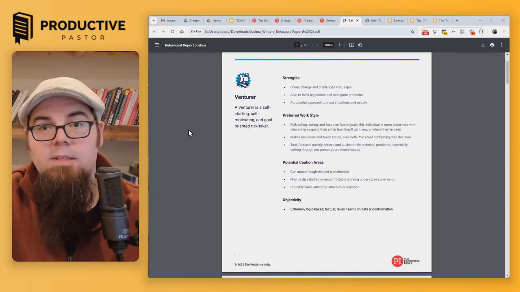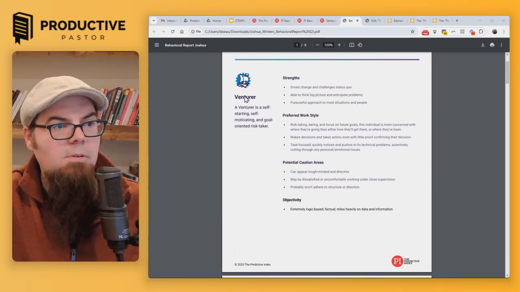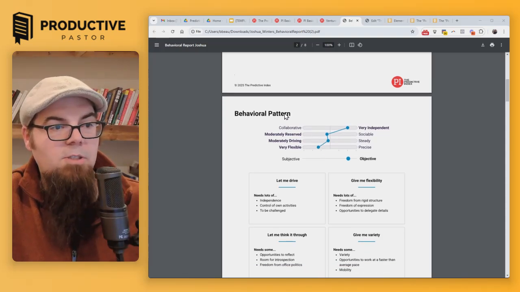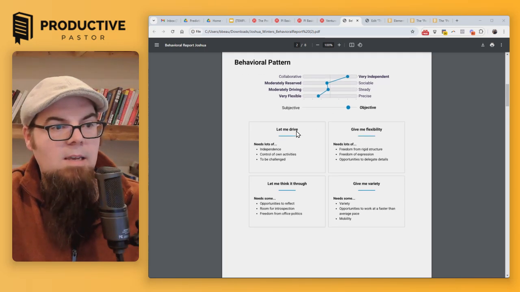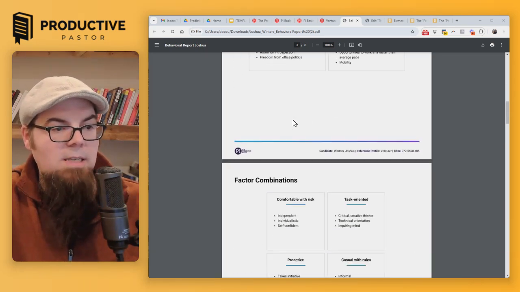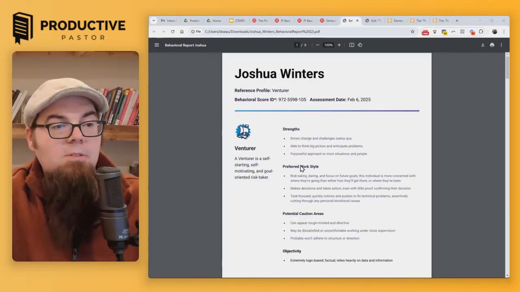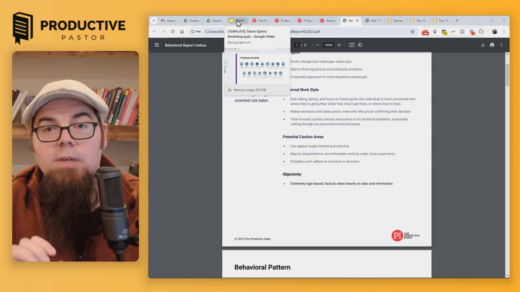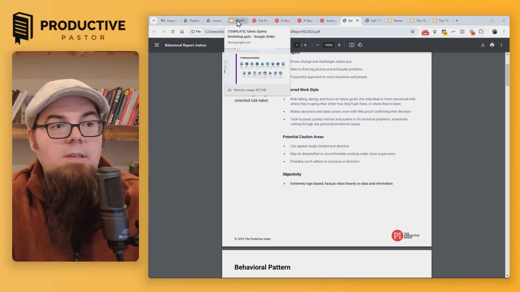Okay, so you just took Predictive Index, and now you're probably looking at some document that looks something like this. You've got this symbol, a Venturer, some strengths, some weaknesses, cautionaries, a behavioral pattern. Now you have this squiggly line with 4 dots and things that it's telling you that you need, and some factor combos, and you're like, what in the world is this? Okay, let me do a quick dive on what you're looking at, what Predictive Index is, what it's doing, what it's measuring, and how you can use this.